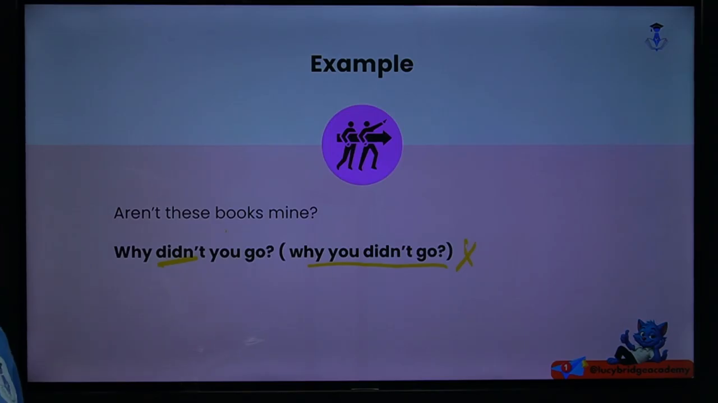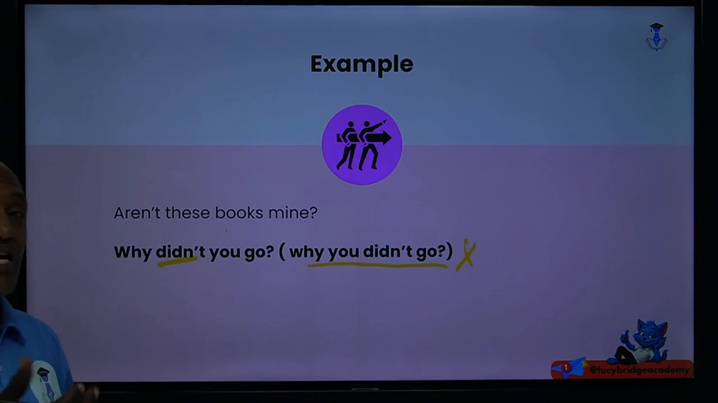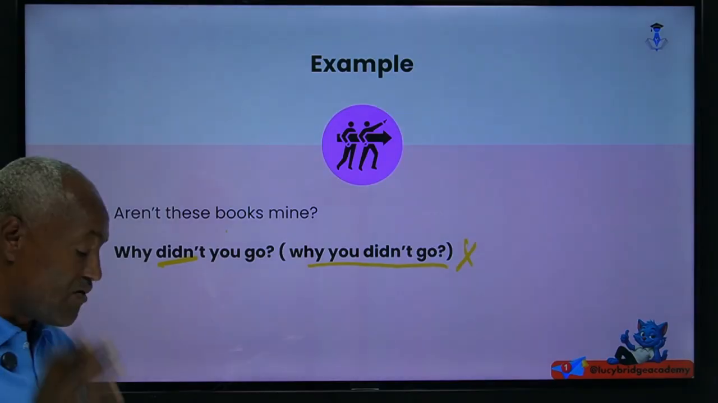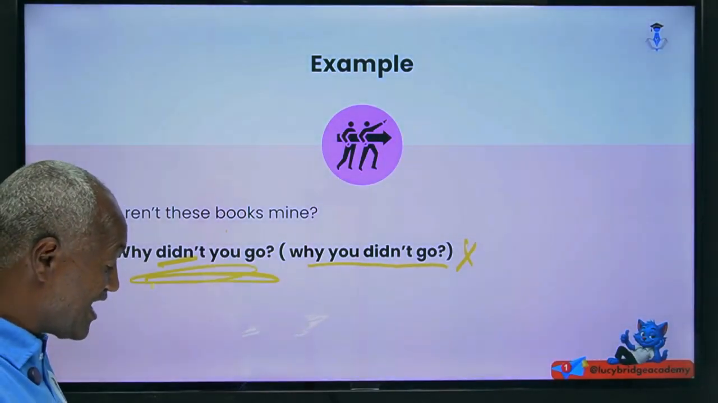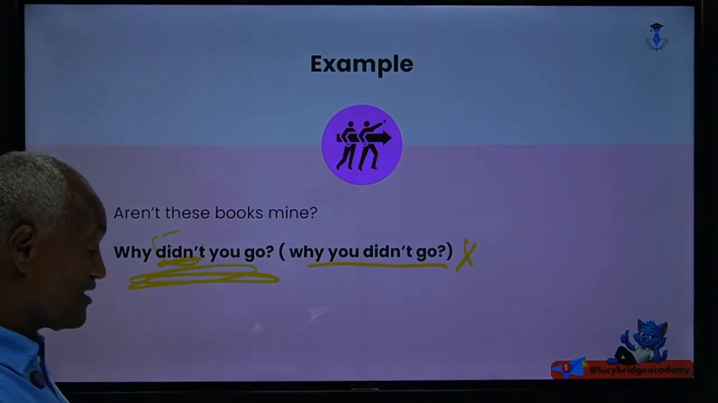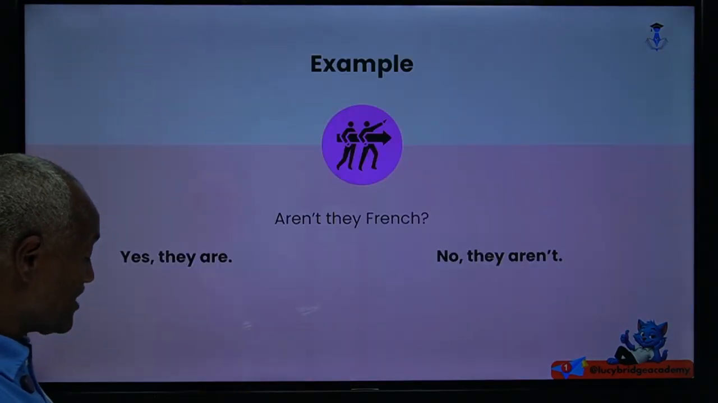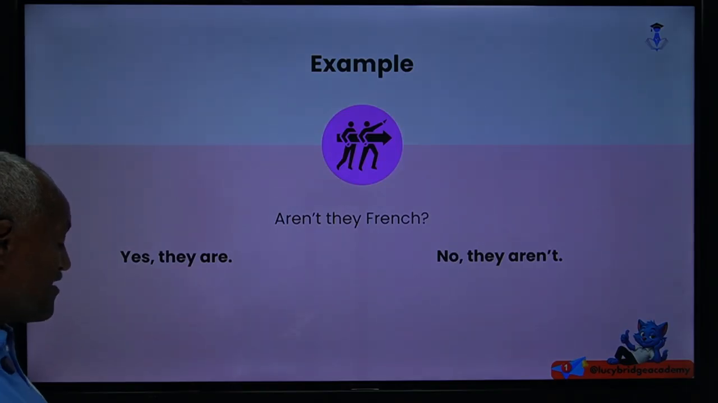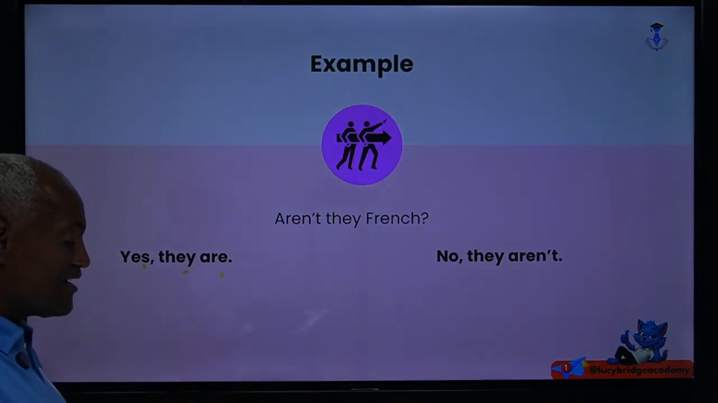Sometimes, using intonation, you may make it a question, but that is in communication. In writing, that means in academic writing, the auxiliary verb must come before the subject. This is what you have to remember. For instance, here, aren't they French? Yes, they are. No, they are not.